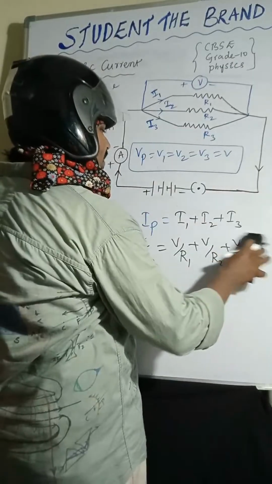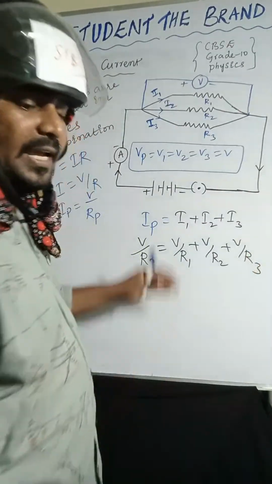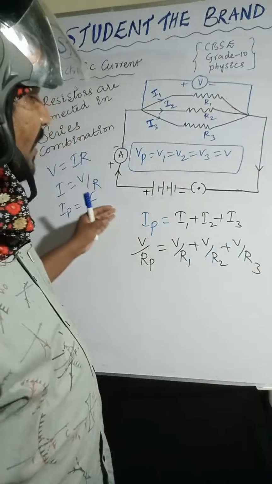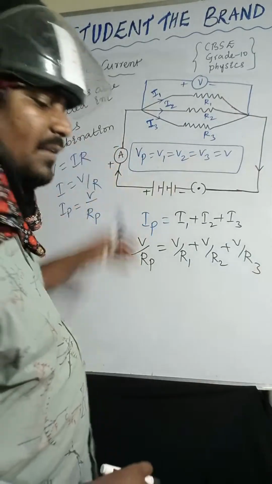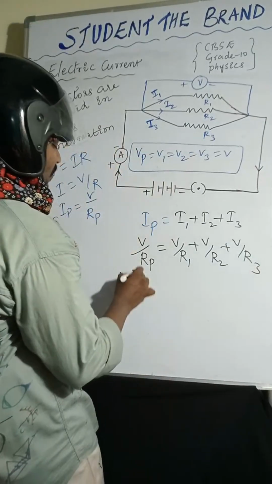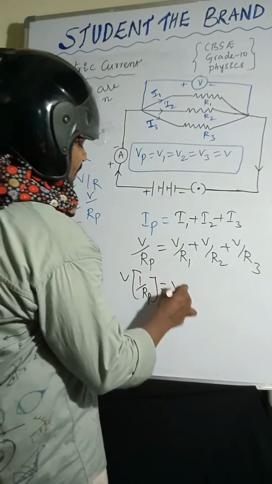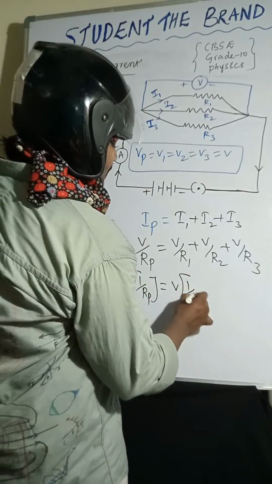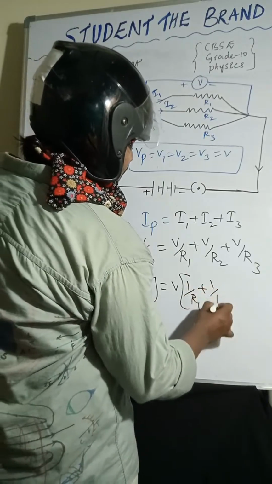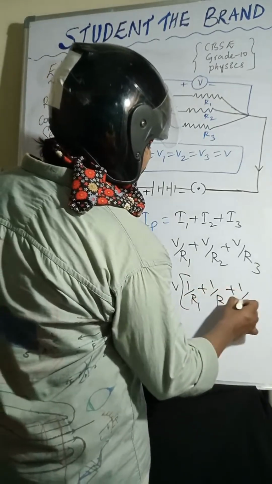So I'm taking V common in this. If I take V common, we can cancel V on both sides. That is 1 by Rp equals 1 by R1 plus 1 by R2 plus 1 by R3.